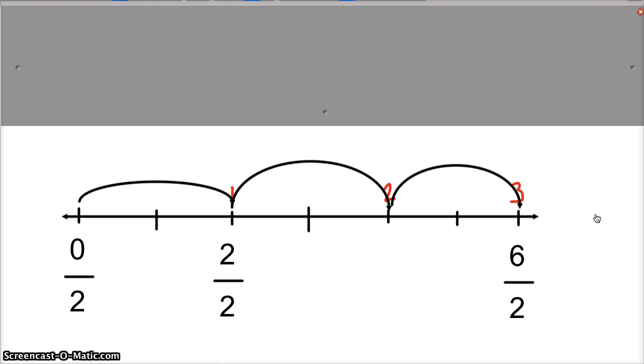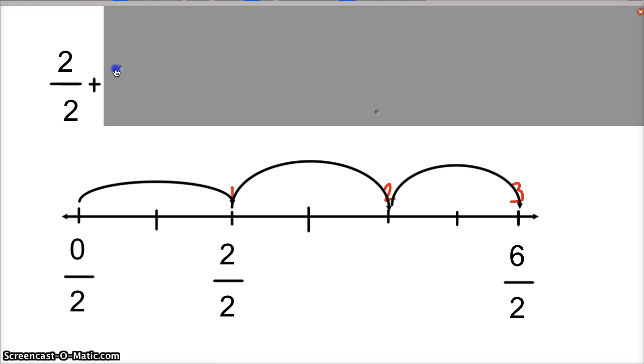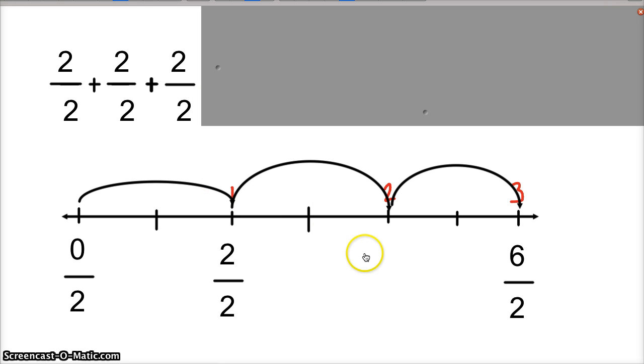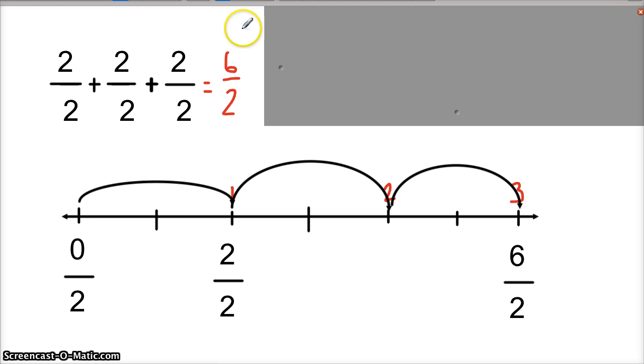Okay, go ahead and write down the addition sentence to show 2 halves plus 2 halves plus 2 halves and what it equals. So up here I've written 2 halves plus 2 halves plus 2 halves. And we already know 2 halves and 2 halves and 2 halves equals 6 halves because that's where we ended up on our number line. But the key thing about this is to think about, don't forget fractions are also the same as division. This is the same thing as saying 6 divided by 2, and 6 divided by 2 equals 3, that whole number that we already got to.